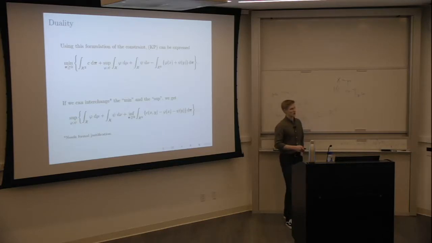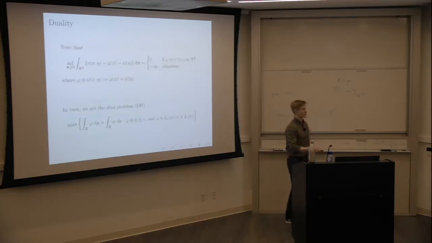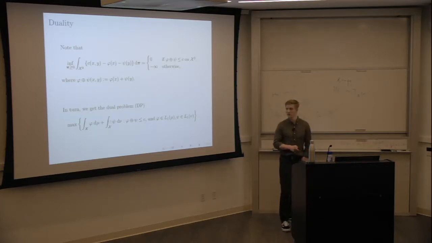And so let's think about what this penalty might mean. Perhaps it has an interpretation similar to the one we discussed earlier. Turns out it does, right? So the minimum over positive measures pi of this integrand is equal to 0 if the direct sum of phi plus psi is less or equal to c, right?